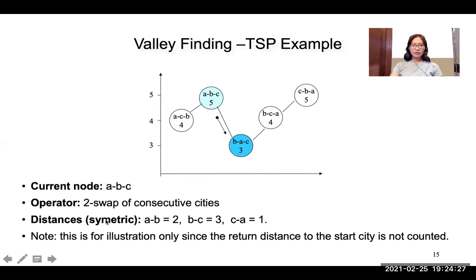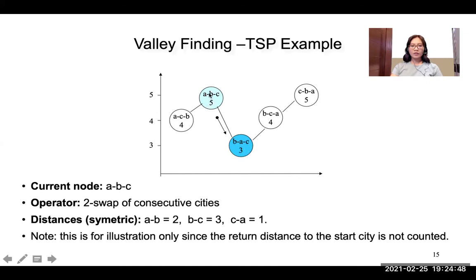Okay, so the distance is symmetric. They calculate A to B equals 2, and then B to C equals 3. So ABC means 5. For BAC, it is 2 plus C to A equals 1, so the distance will be 3.